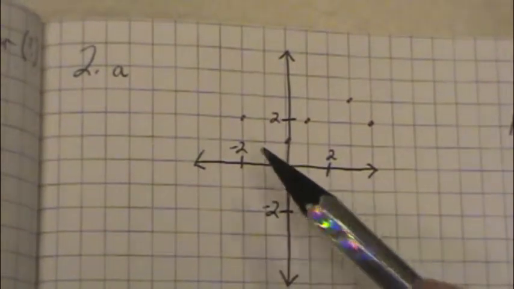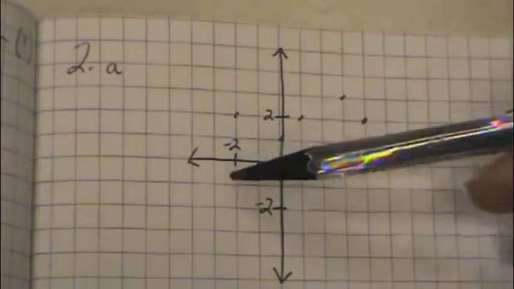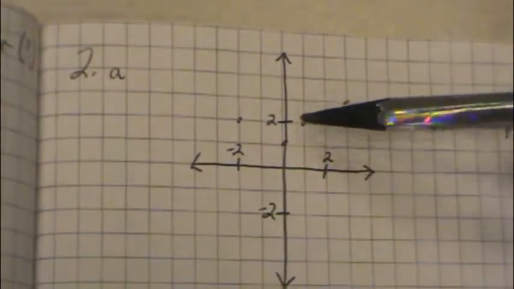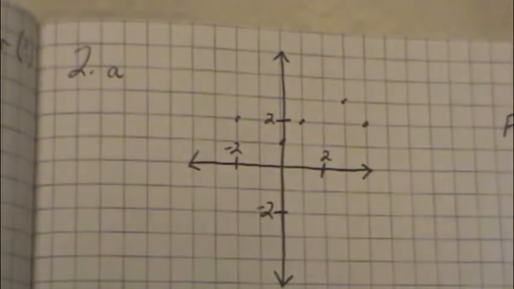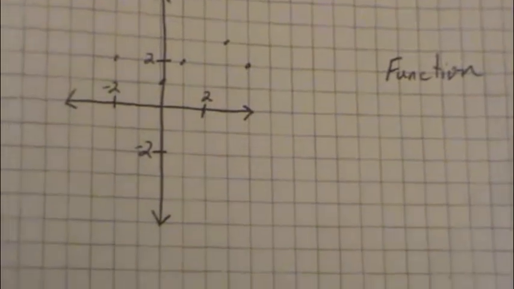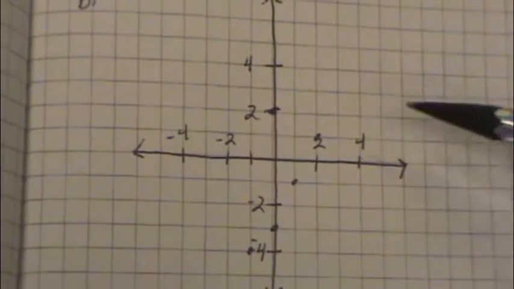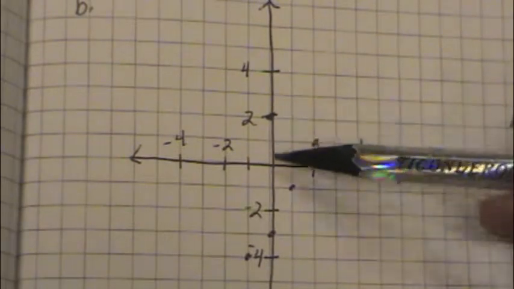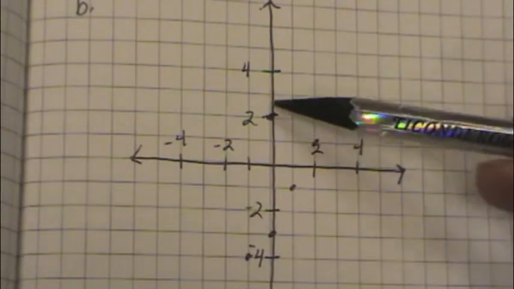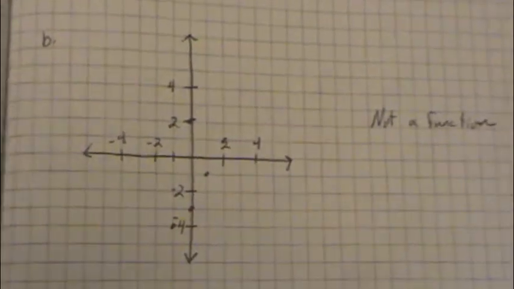Check out the difference. 2a, your graph should look something like this. I plotted the points they gave, and if I start drawing vertical lines, each vertical line I draw goes through only one x value. So that one is a function. Take a look at letter B. Here is a point, here is a point, here is a point. There are 2 points on the y-axis, which means there's a vertical line with 2 points on it. That one, not a function.